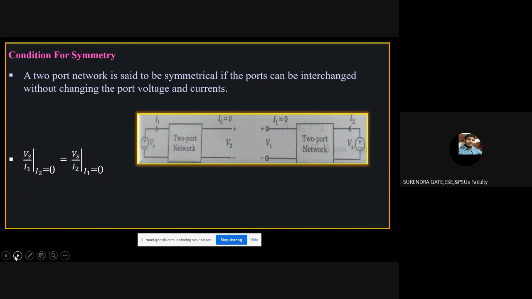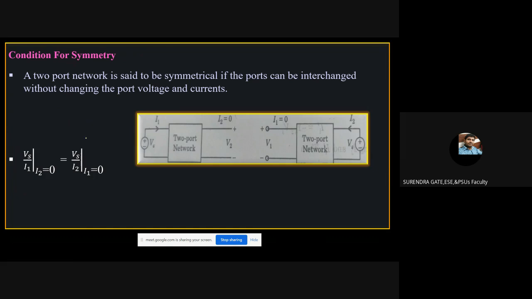Then how to check the condition for symmetry? One point I already gave, students. It's a symmetrical or asymmetrical network. If you see from the input port and if you see from the output port, and the network appearance remains the same, then it is symmetrical. Otherwise, it is asymmetrical. That is one simple way we can analyze networks.